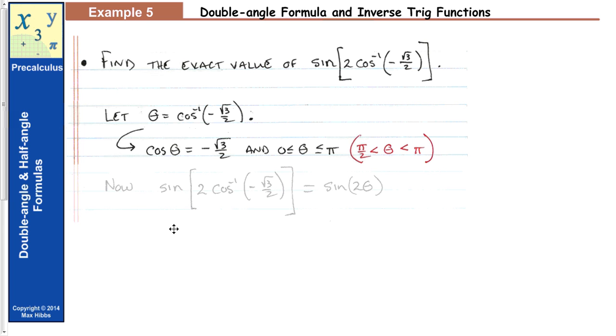Okay, so since I've called inverse cosine theta, our original problem ends up being the sine of 2 times theta. And that looks neater, at least it's easier for us to deal with.